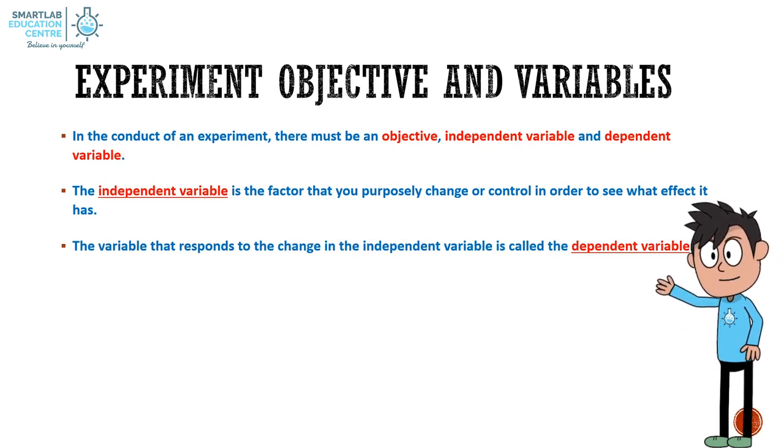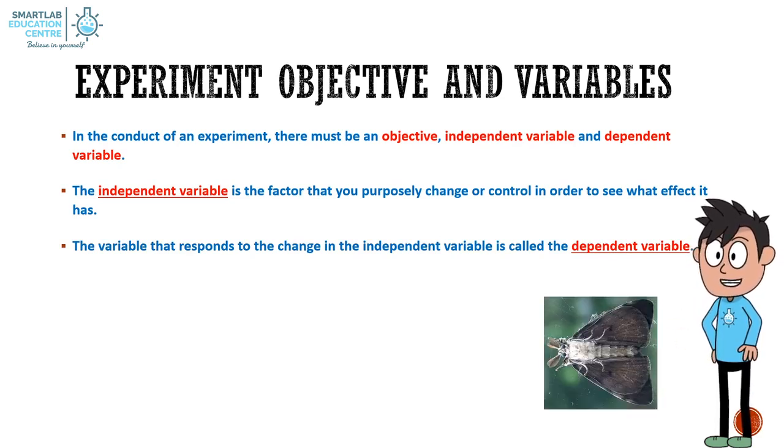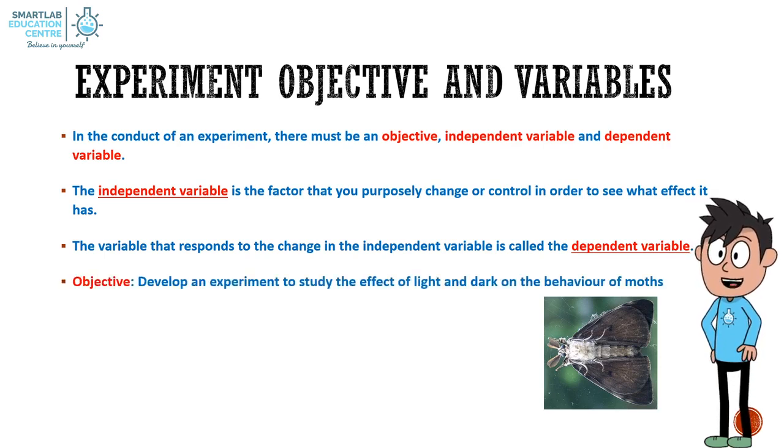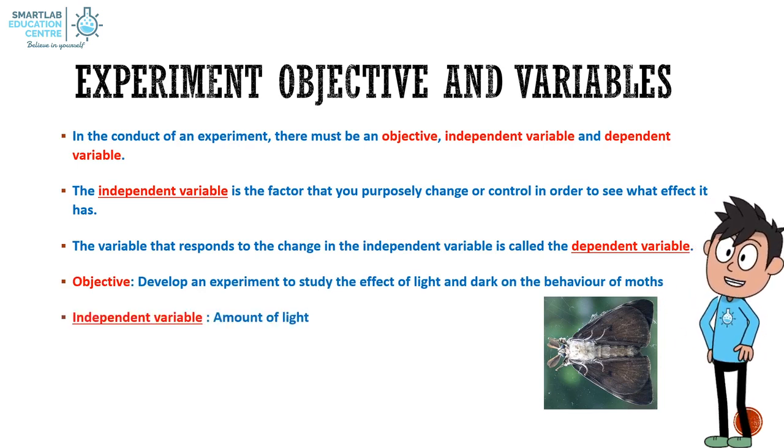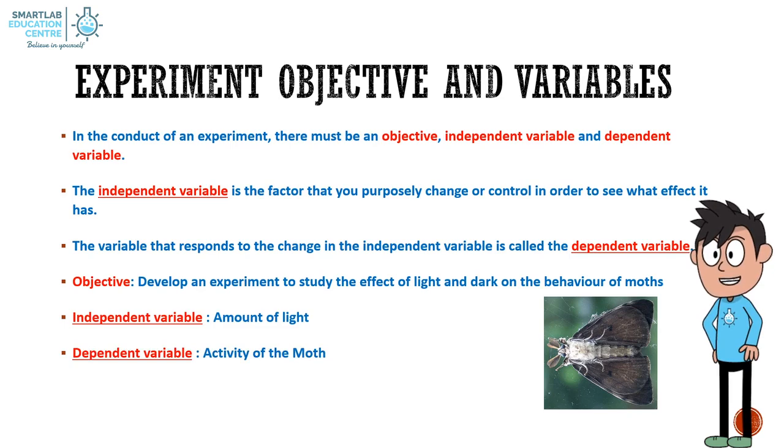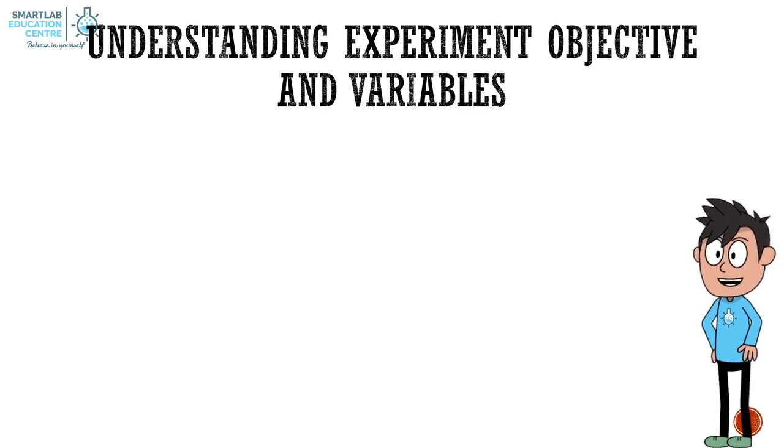Here is an example. Let us look at an experiment involving moths. The objective is to develop an experiment to study the effect of light and dark on the behavior of moths. For independent variable, it would be the amount of light. For dependent variable, it will be the activity of the moth. Now let's try to understand experiment objective and variables.